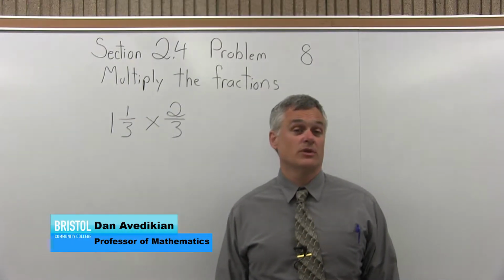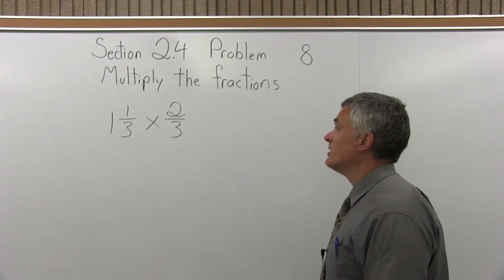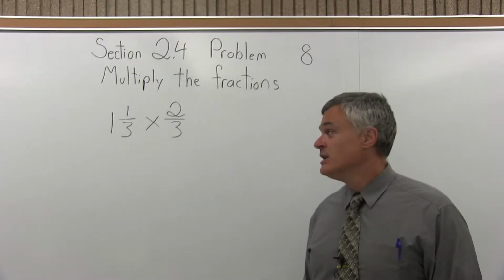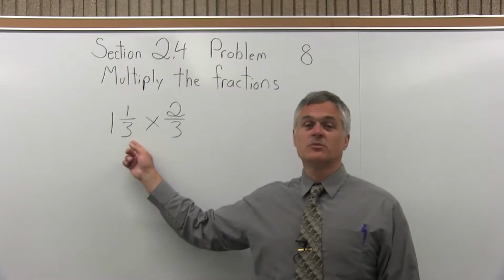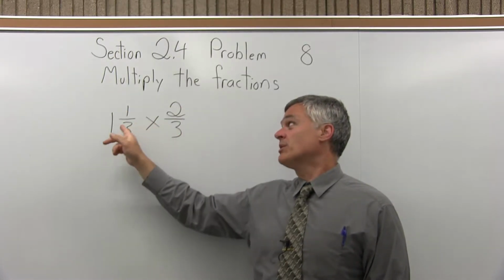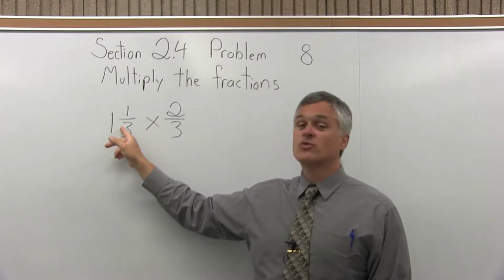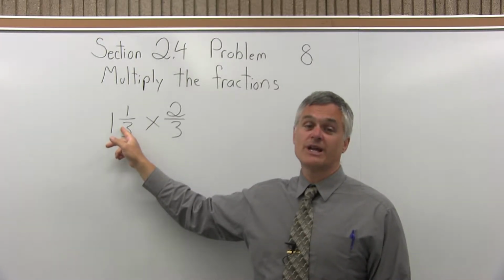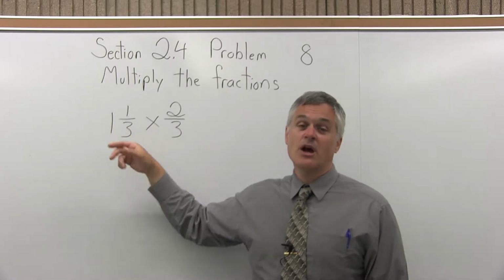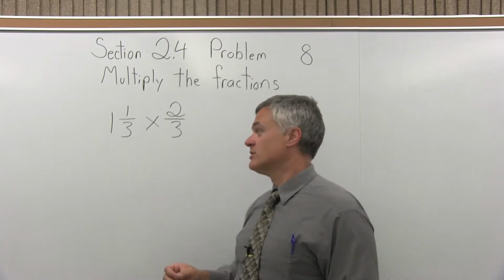This is Section 2.4, Problem 8. It says multiply the fractions, and we have 1 1/3 times 2/3. So the 1 1/3 gives us a little bit of a problem. I want to multiply top times top, bottom times bottom, but the 1 1/3 has more than just a top and a bottom. So I have to rewrite the 1 1/3 as an improper fraction. A fraction with only a numerator and a denominator, and the numerator will be larger than the denominator.